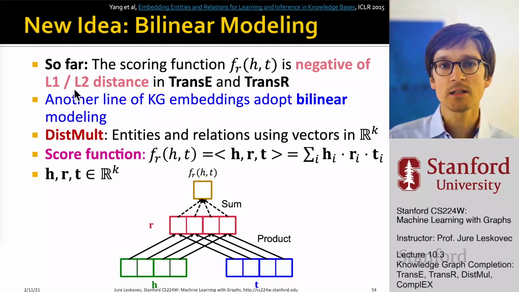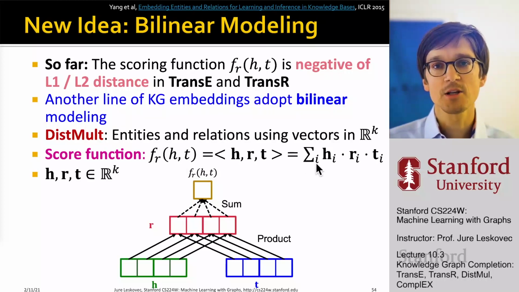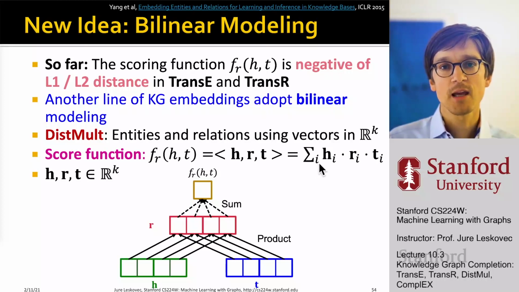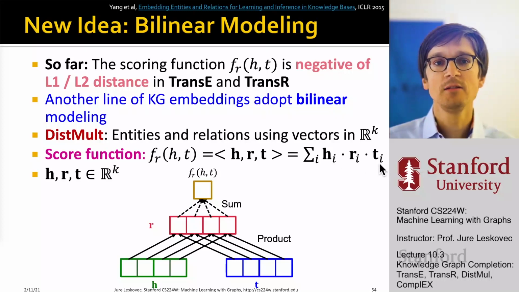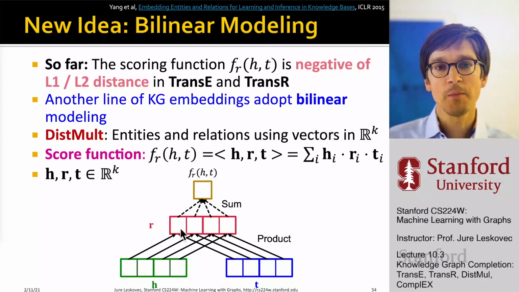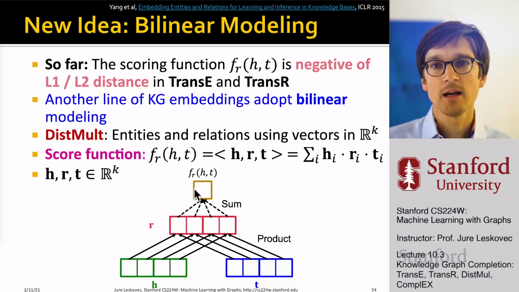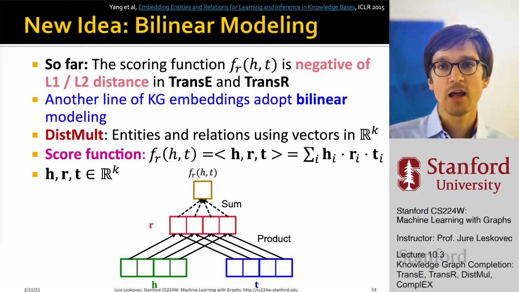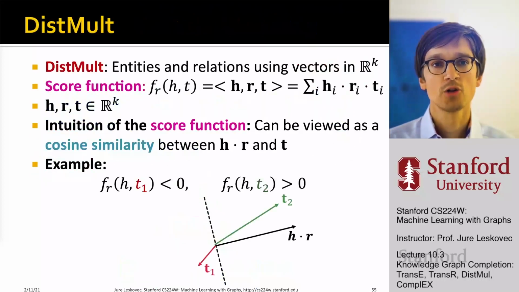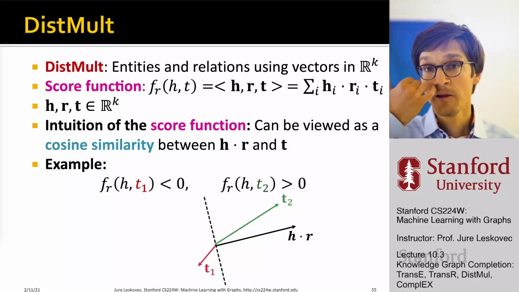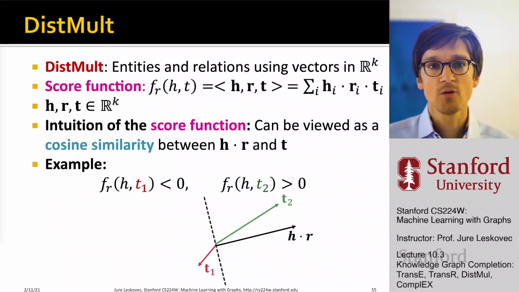Rather than using the distance as in TransE, let's use this type of scoring function where we basically just have this bilinear model where we say the score is simply a coordinate-wise product of h, r, and t. So if I have h, r, and t, I simply multiply these things entry by entry, sum it up, and that is my score. And the idea is if head relation tail is true, then this score should be high, and otherwise this score should be low.